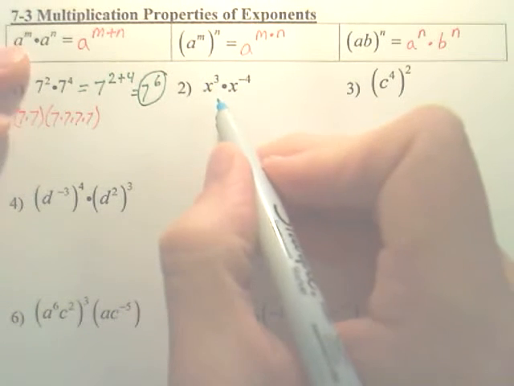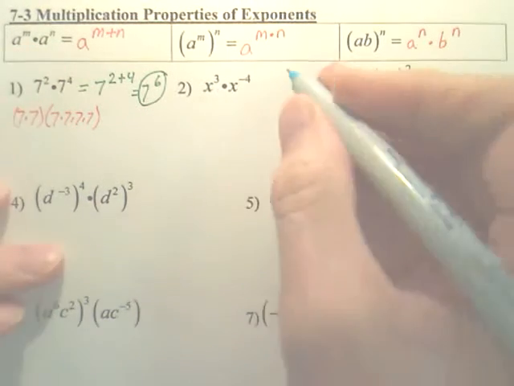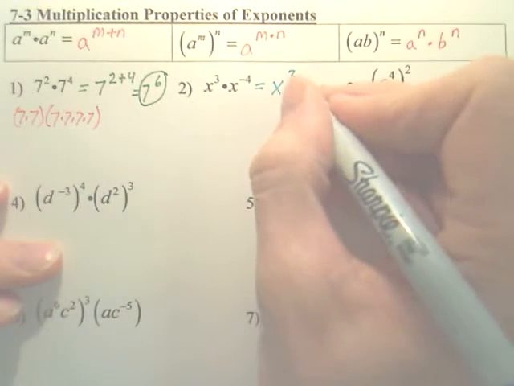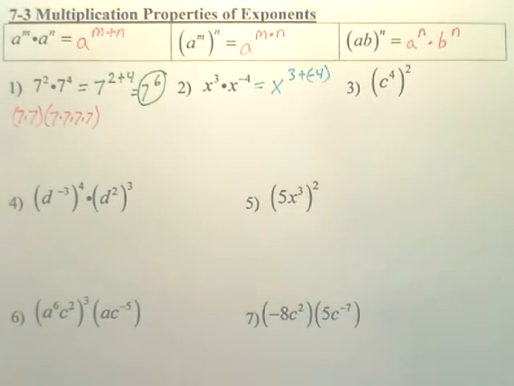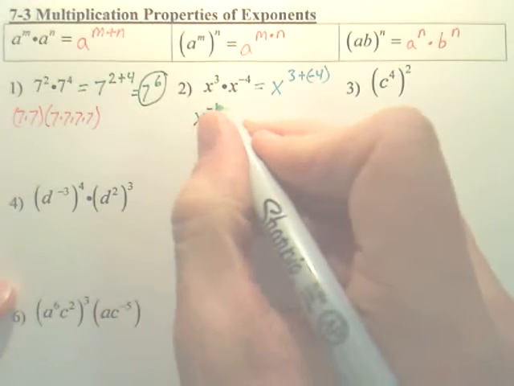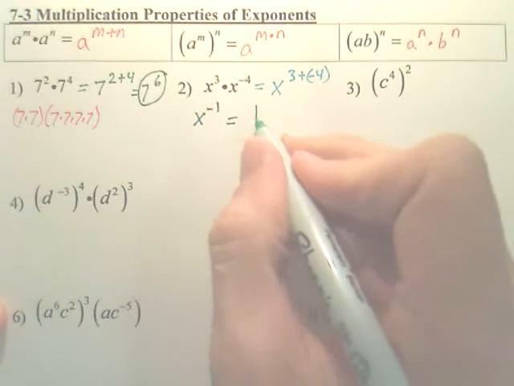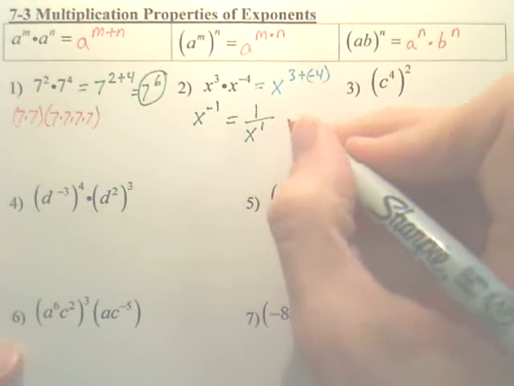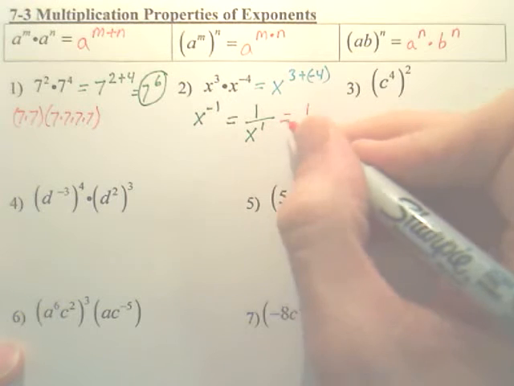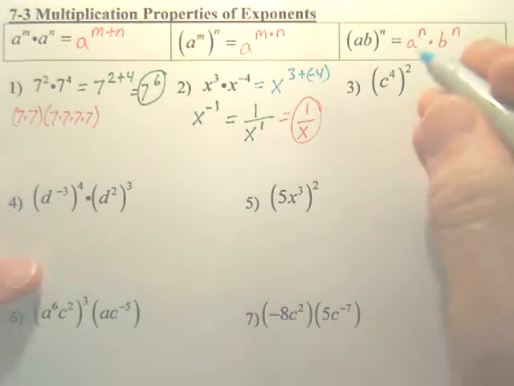All right, for this one, it's still the first property. And what you notice is same bases. So what we're going to do is add the exponents. So we simply have x to the 3 plus negative 4. Now 3 plus negative 4 is negative 1. So it looks like we now have x to the negative first. And according to previous properties, any negative power becomes 1 over x to the first. And you don't need a first power, so anytime you have anything to the first, you can simply drop the power. So 1 over x.